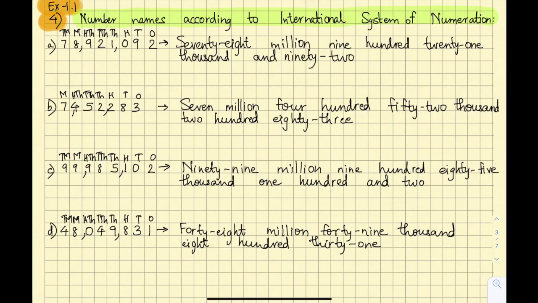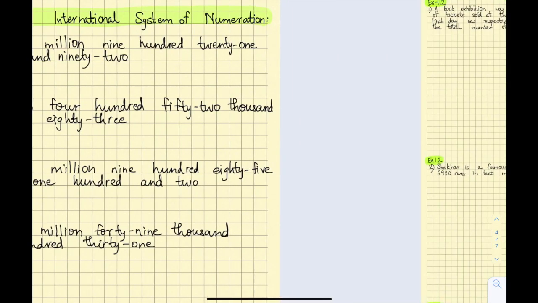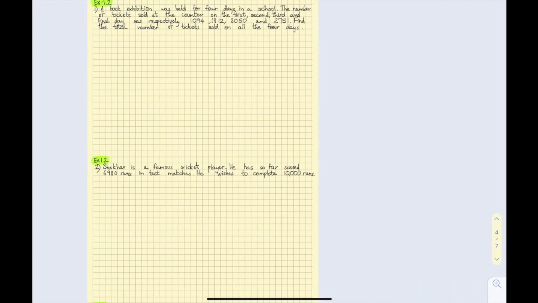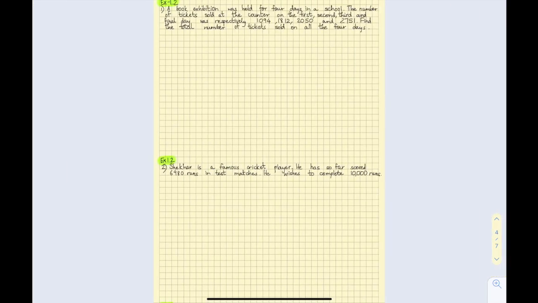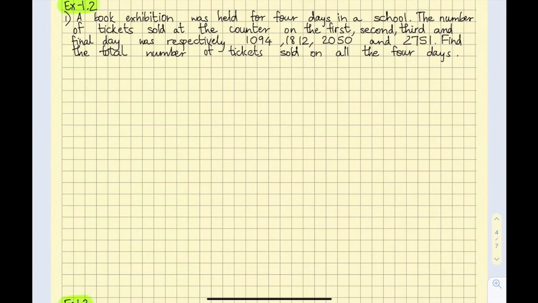Now we move on to the next exercise. That is exercise number 1.2. There are all word problems given here. Let's start solving various word problems. Okay. Exercise 1.2, which has got various word problems. Let's get started. The first one is, a book exhibition was held for 4 days in a school. The number of tickets sold at the counter on the first, second, third, and fourth final day was respectively 1,094, 1,812, 2,050, and 2,751. Find the total number of tickets sold on all the 4 days.